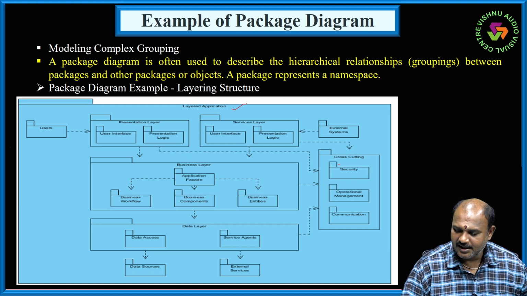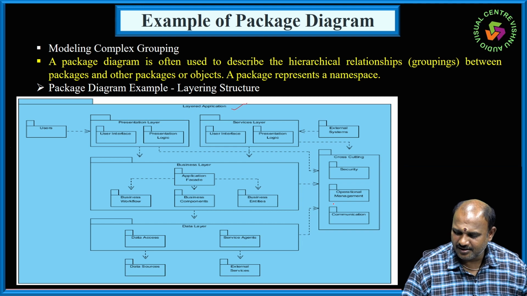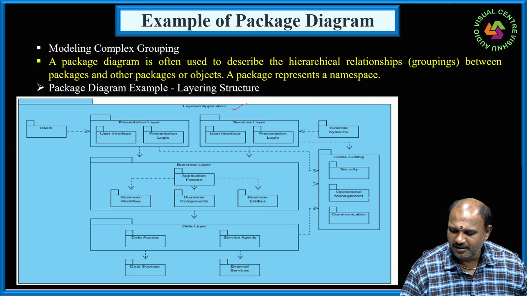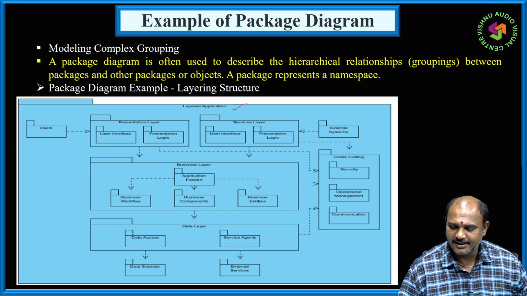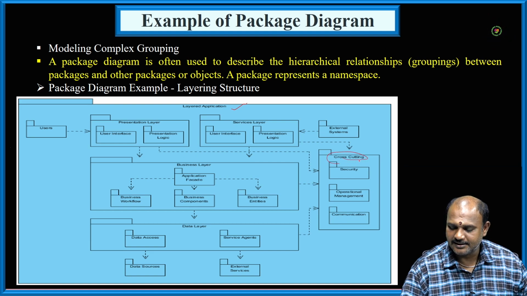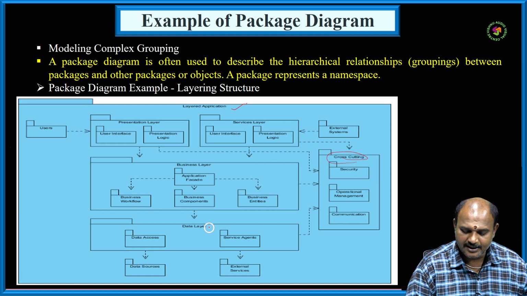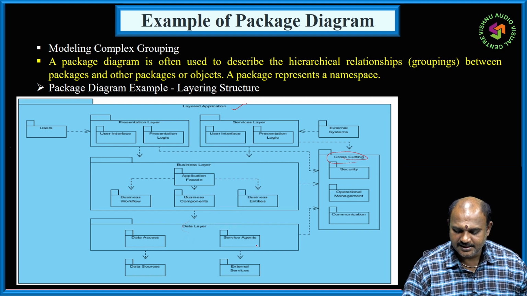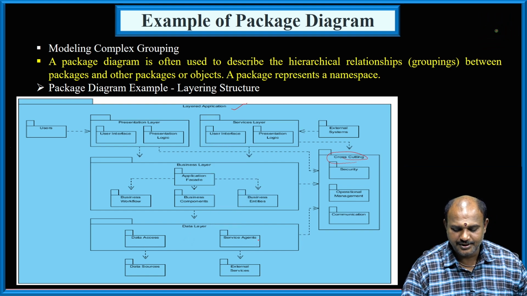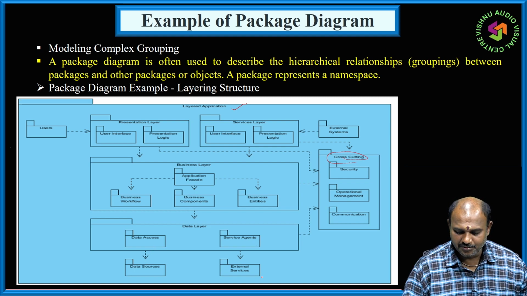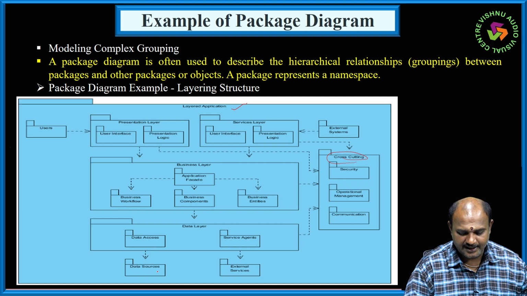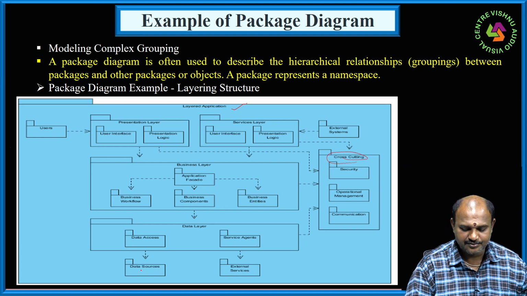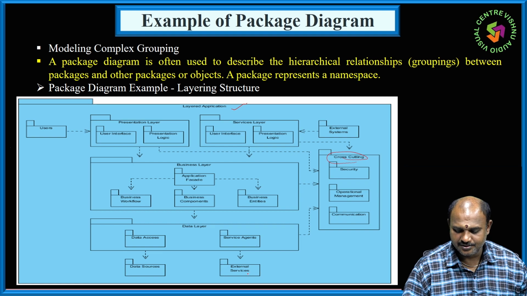Similarly, cross cutting is one of the packages in which several packages are included: security, next one operational management, next one communication. So these are the three different packages included in this cross cutting. Coming to the data layer, it has data access and service agent. So these are the two packages we use here. Outside of this data layer, we have data sources and external sources. We have dependency to data sources, and dependency to external sources.